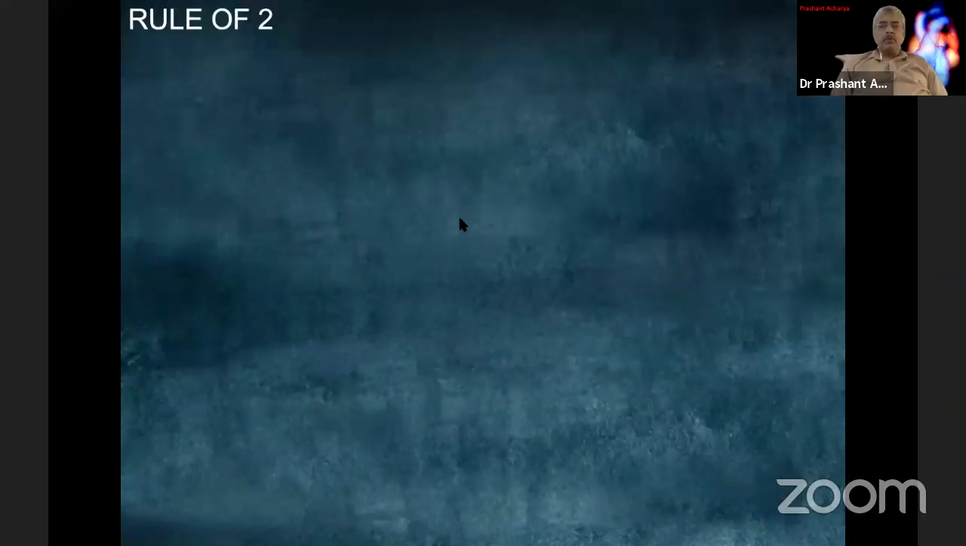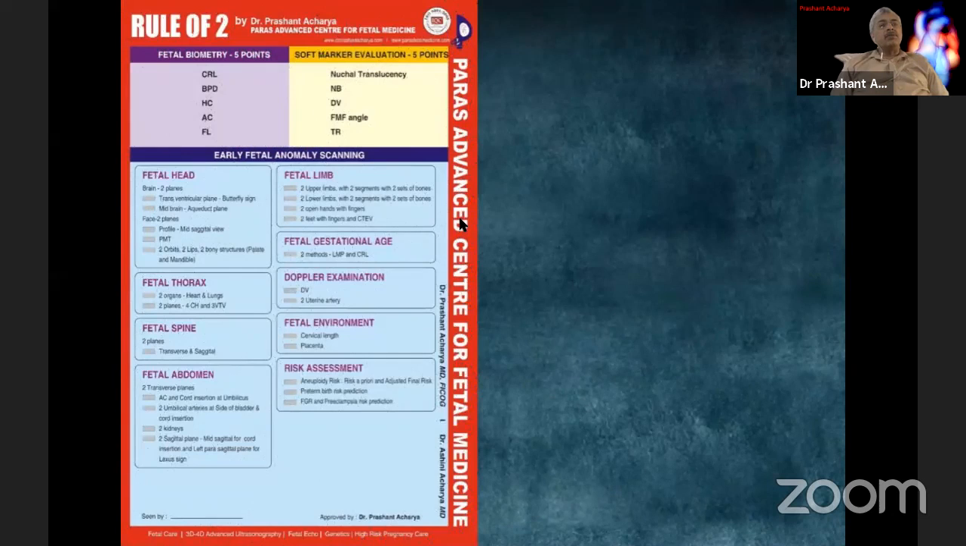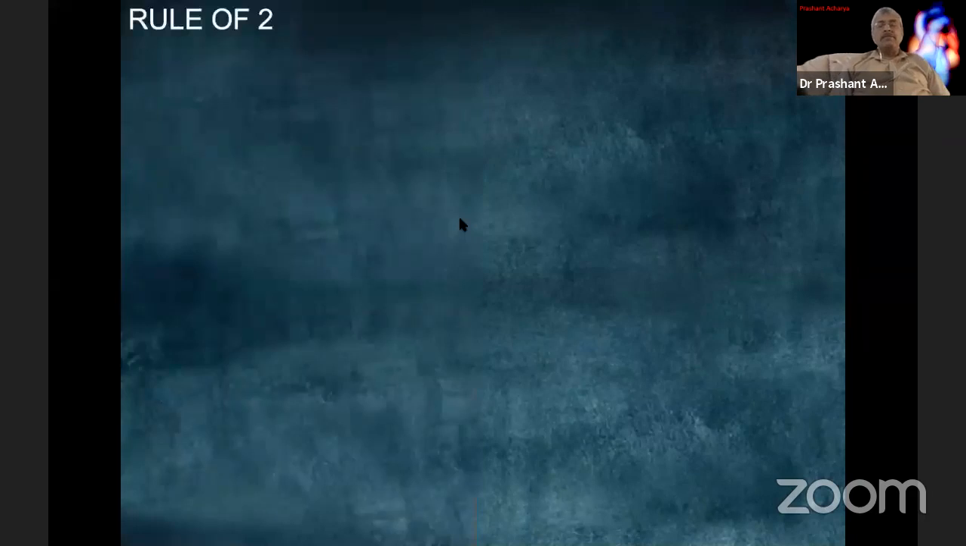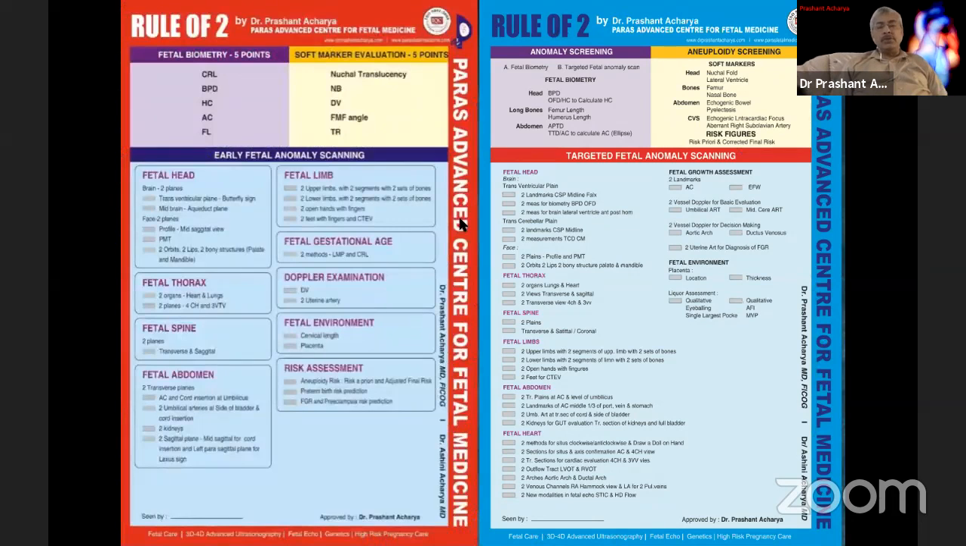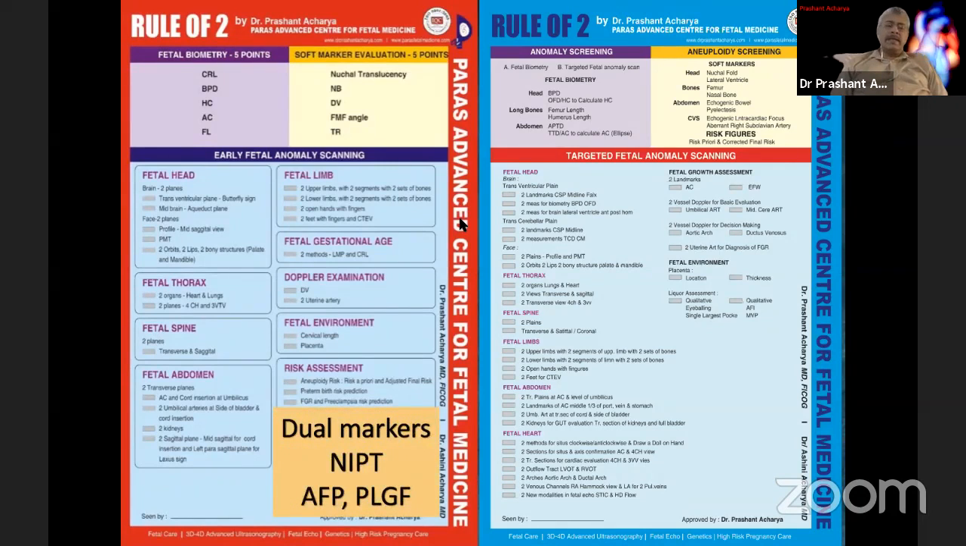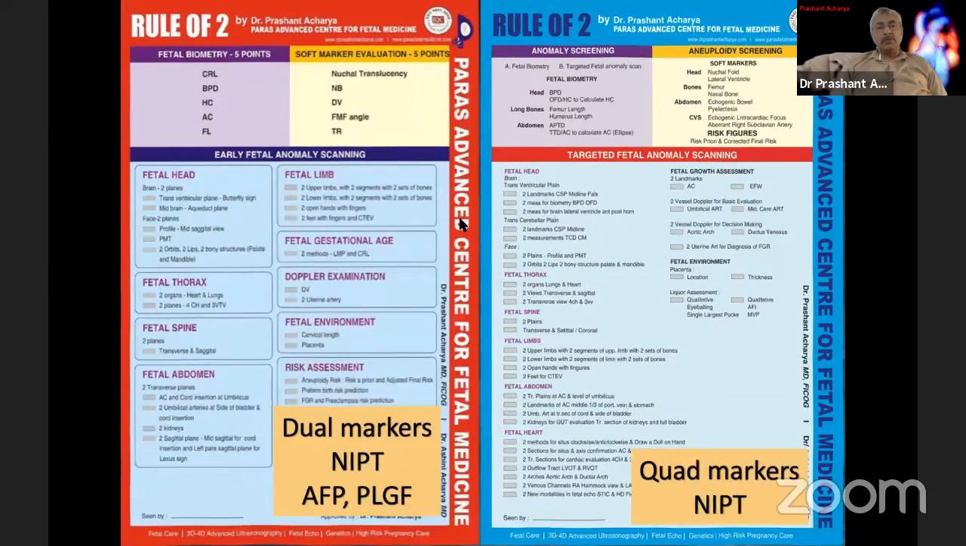Now, we have also formulated a rule of 2, and this is what a rule of 2 is for first trimester. Everything falls in a rule of 2. The same thing is in the second trimester, also a targeted anomaly scan, that also we follow the rule of 2. But in both of the situations, there are some dual markers or some NIPT, some role of alpha fetoprotein and PLGF in first trimester, and in second trimester role of NIPT and quadruple marker is there, and that is what we are going to discuss today in the afternoon.